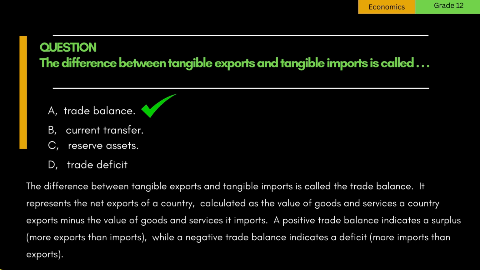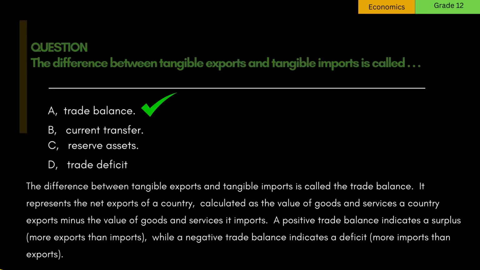Trade balance. The difference between tangible exports and tangible imports is called the trade balance. It represents the net exports of a country, calculated as the value of goods and services a country exports minus the value of goods and services it imports. A positive trade balance indicates a surplus, more exports than imports, while a negative trade balance indicates a deficit, more imports than exports.